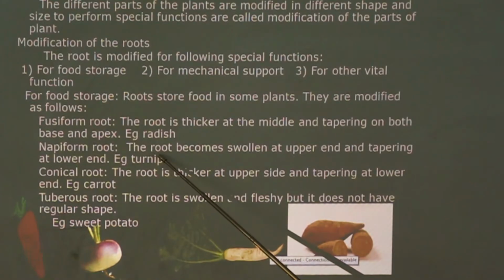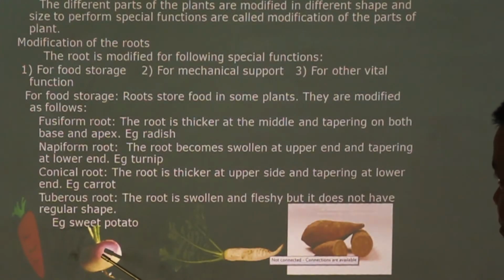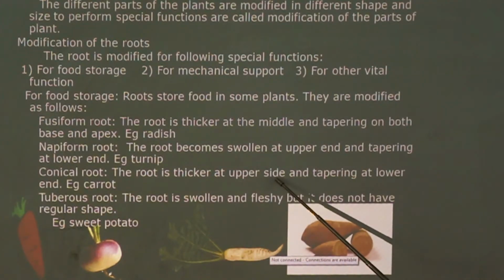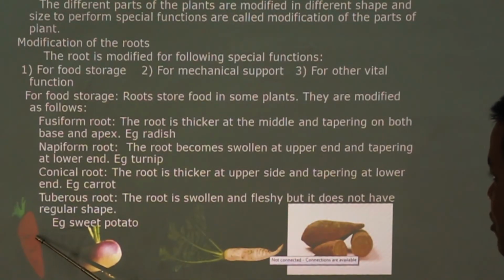Napiform roots. The root becomes swollen at the upper end and tapering at the lower end. Example, turnip. The upper part of the turnip is swollen and the base or apex part is tapering. This type of root is called napiform root, and turnip is an example of napiform roots. Conical roots. The root is thicker at the upper side and tapering at the lower side. Carrot is an example of conical roots.